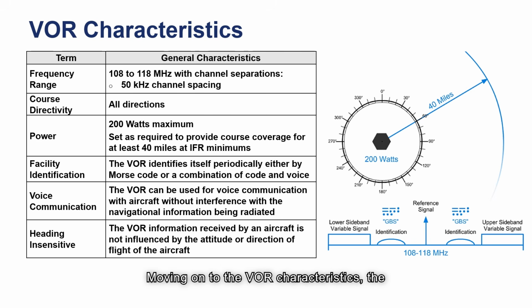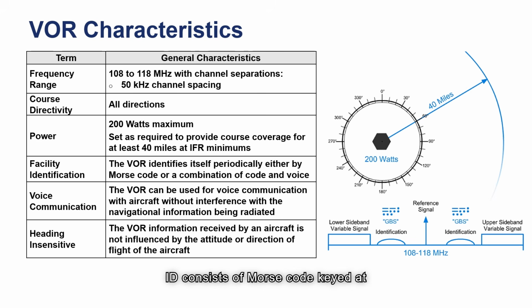Moving on to the VOR characteristics. The VOR has a frequency range of 108 to 118 MHz with 50 kHz channel spacing. The VOR radiates in all directions, or omni-directional. The output power is a maximum of 200 watts, but is ultimately set by flight inspection to achieve a minimum coverage of 40 miles.